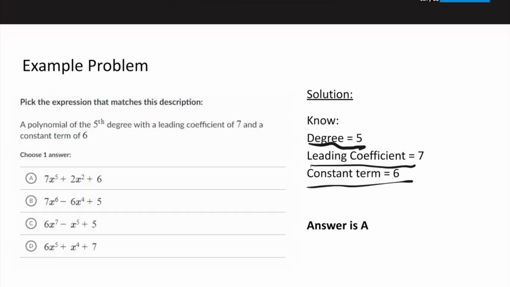Let's first pick out these polynomials by degree. Well, the degree is 5, meaning that the term with the highest power is 5. So you can immediately eliminate B and C since they have degrees 6 and 7 respectively. The leading coefficient has to also be 7, and for that reason, you could eliminate D, since the leading coefficient of D is 6. We're left with only A as the option. And if you'll notice, the constant term is indeed 6. So A matches up with all the criteria.